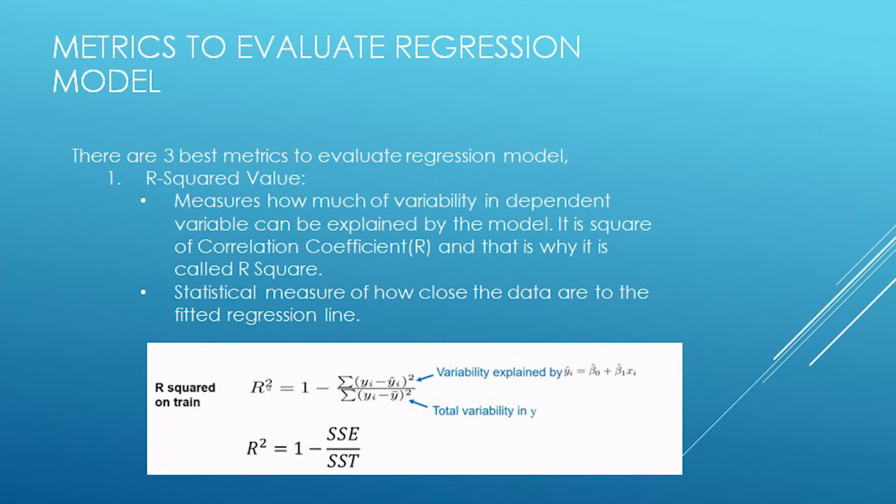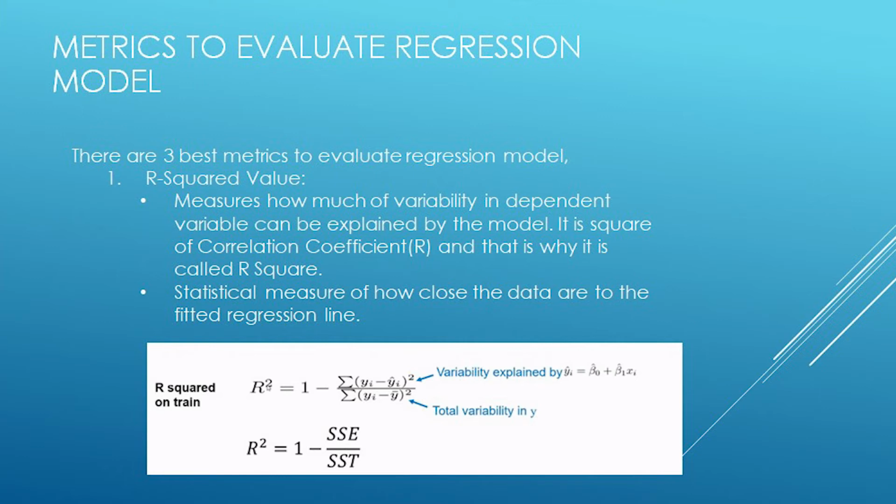So normally the formula is 1 minus summation (yi minus y hat i) the whole square divided by summation (yi minus y bar) the whole square. So here yi is our original data point and y hat i is the predicted data point, the value which has been predicted using the model which we built.